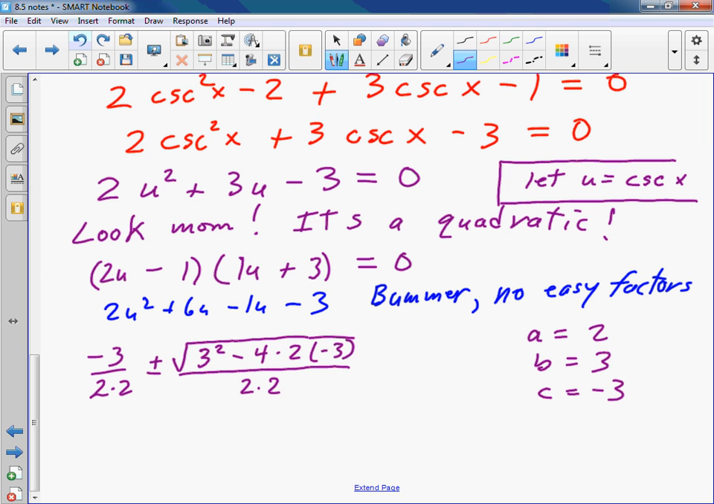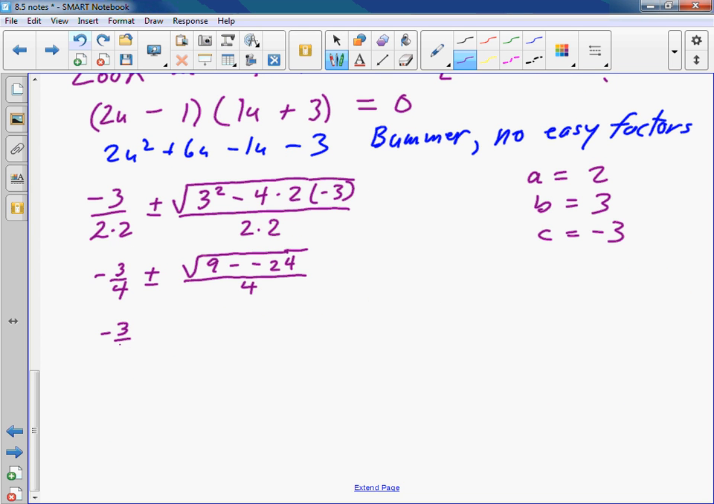over 2a. Negative 3/4 plus and minus the square root of, what is that? 9. Watch your signs. Holy cow. 9 minus negative 24. Check me on that. I could be way wrong. Negative 3/4 plus and minus square root of 33 over 4.